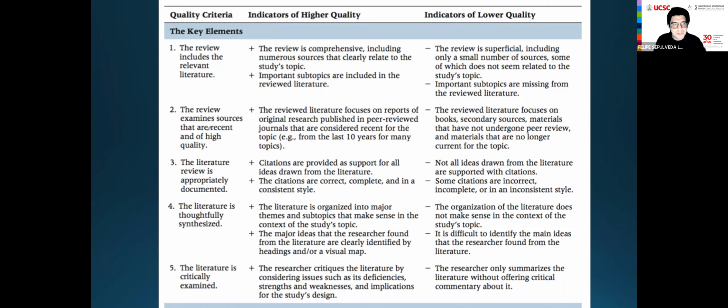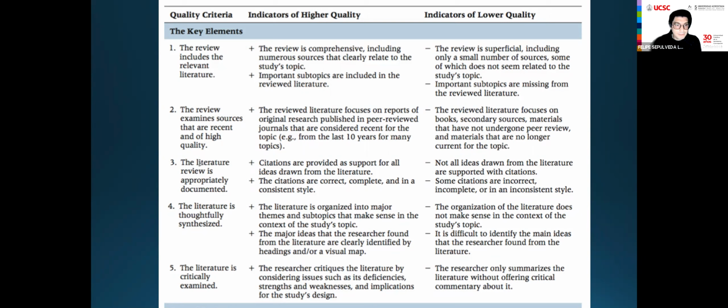Second criteria, the review examines sources that are recent and high quality. Okay, that was what I was telling you before. It's important where you took that material and also how old it is. Okay, I recommend that most of your work comes from hopefully less than 10 years old. And hopefully more than 50% of your literature is from at least 5 years old.